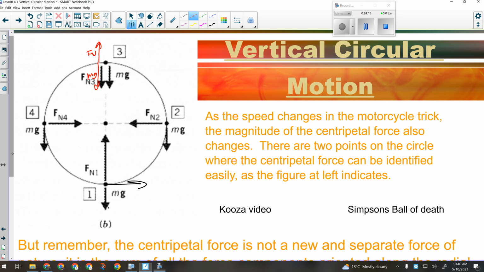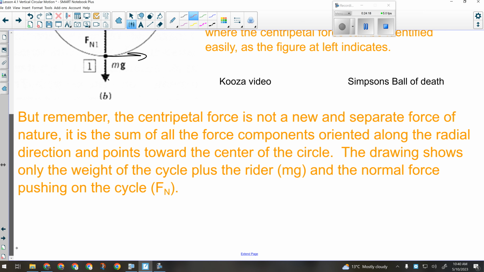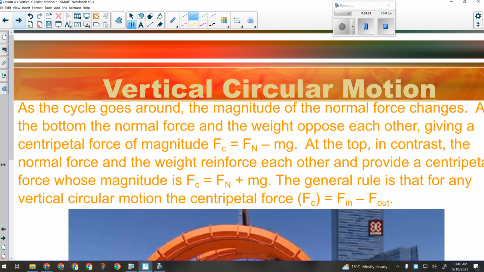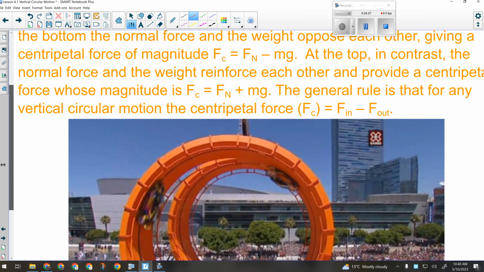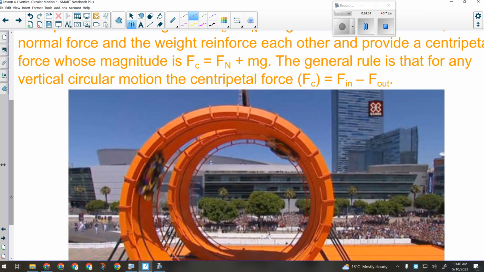All right, so that is where this idea of forces in minus forces out comes from. Depending on where we are in the circle, the forces change, but this is always true because it's really just Newton's second law, the vector sum of all forces. We have to have a vector sum that is into the circle.